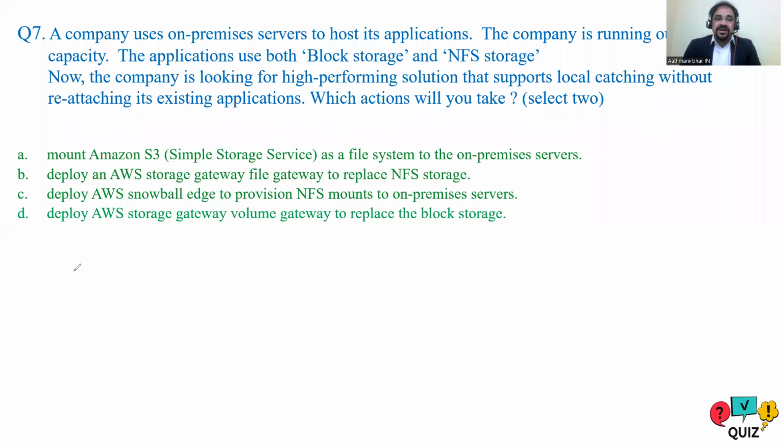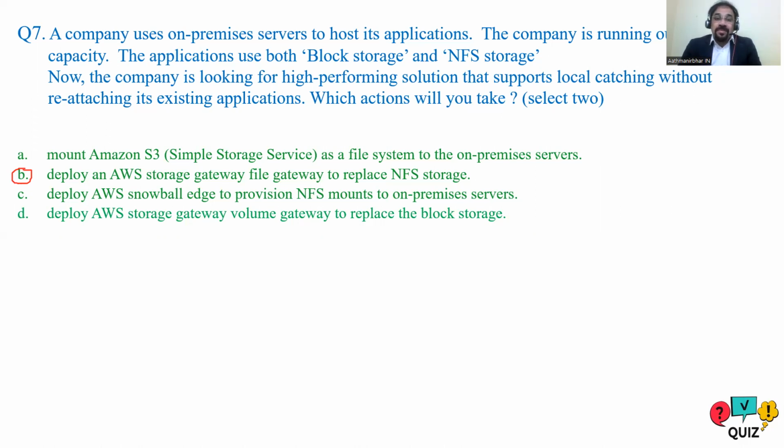Let us evaluate the other 2 options so that we will understand whether B will really go hand in hand with our requirement or not. Let us evaluate option C. Option C is deploy AWS Snowball Edge to provision NFS mounts to on-premises servers. Let us understand what a Snowball is and how it works. Snowball Edge is a petabyte-scale data transport or migration service to move data from on-premises to AWS or into our S3 bucket.